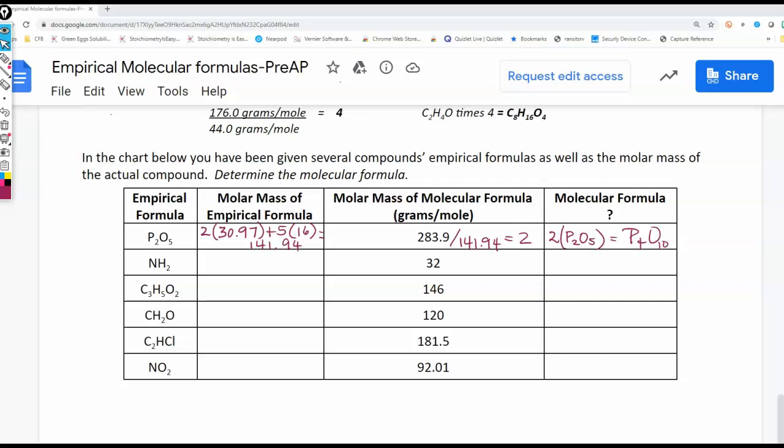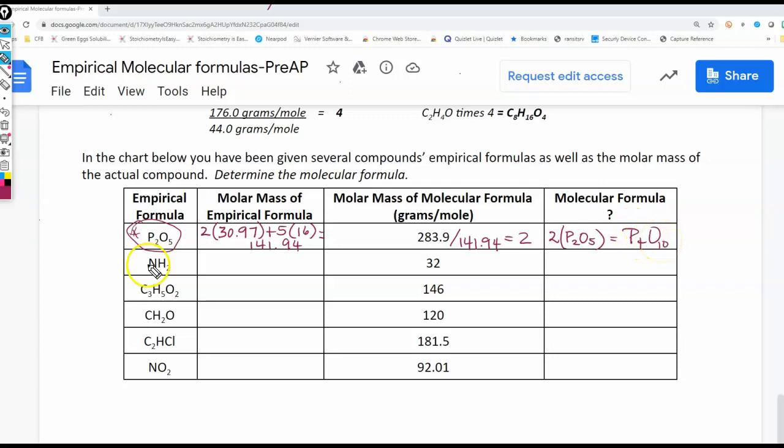On this, I'm calculating the molar mass of the empirical formula. Here's our empirical formula, P2O5. I'm going to do 2 times the atomic mass of phosphorus plus 5 times the atomic mass of oxygen, which gives me 141.94. To find the factor, I am going to divide the molar mass of the molecular formula by the molar mass of the empirical formula, and I find out that the factor is 2. So I'm going to multiply the 2 times the empirical formula, and that's going to give me P4O10, and that's my molecular formula.